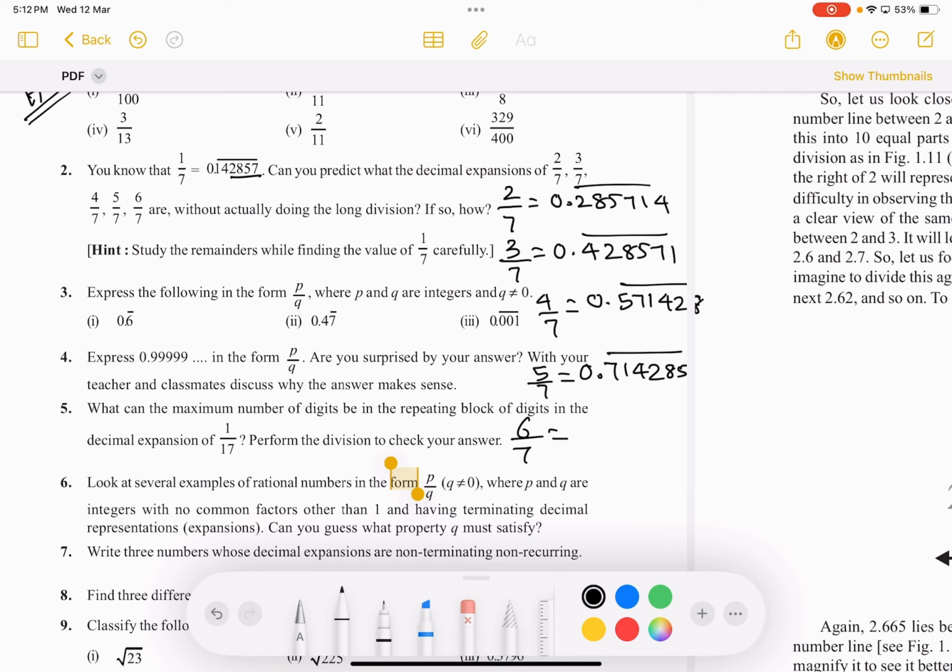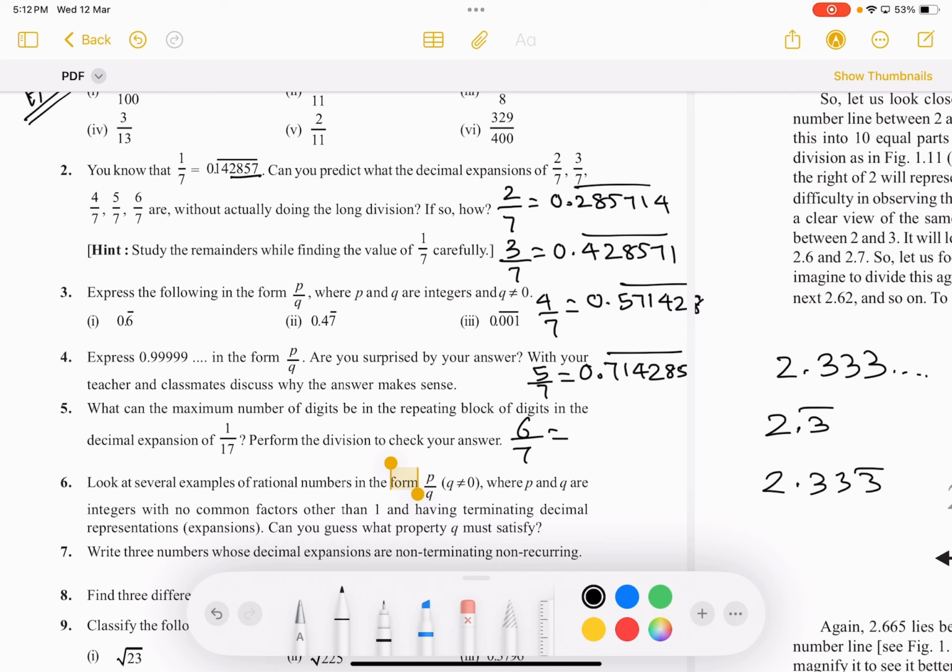What I have written, like that you should write. When the bar is written, you should not repeat again and again. For what is repeating, only for that you give the bar. For example, if you are writing 2.3333, keep on going, it is 2.3 bar you can write, or 2.33 and then you write the bar here. No problem.